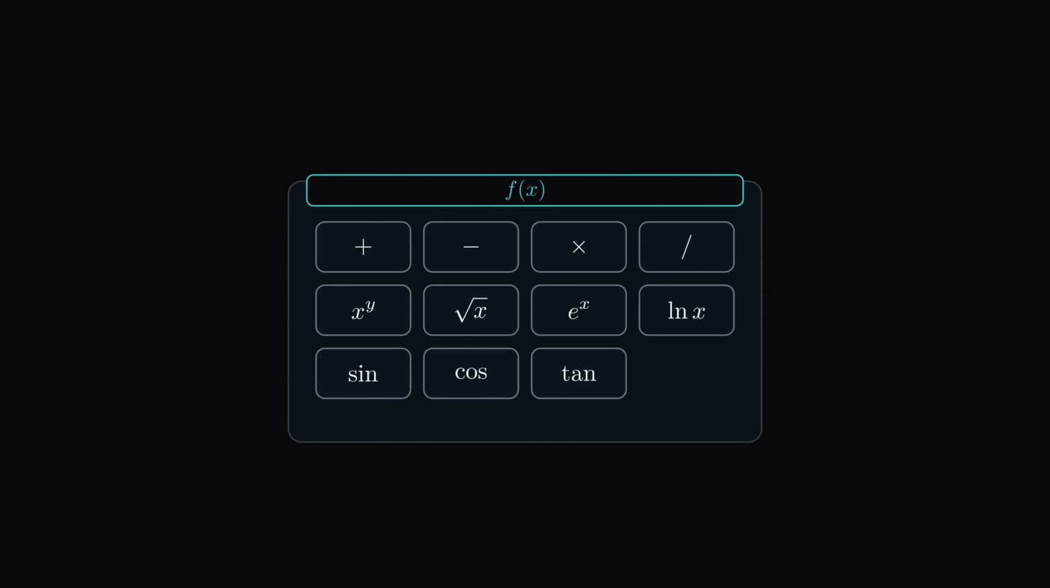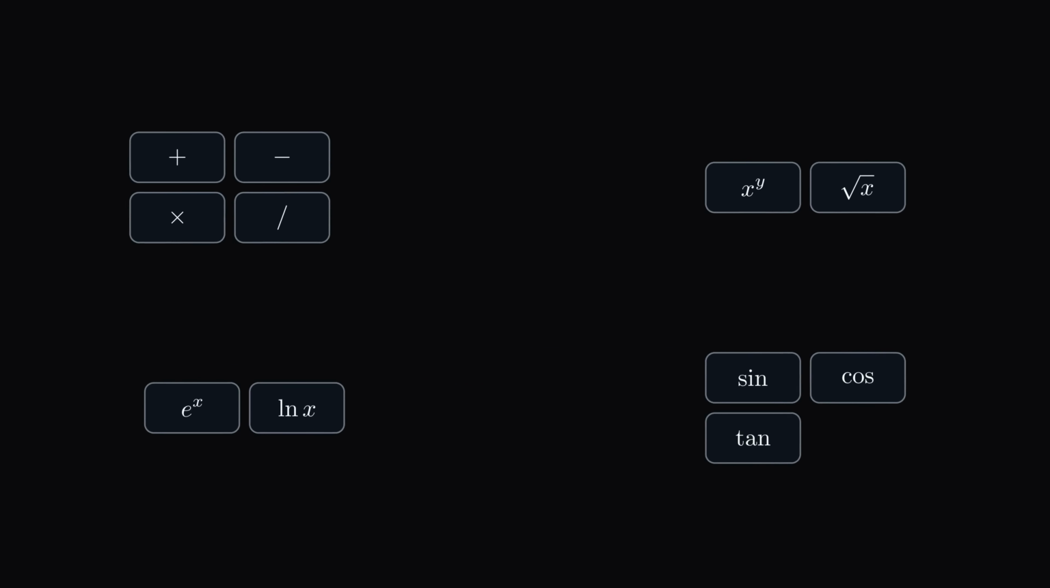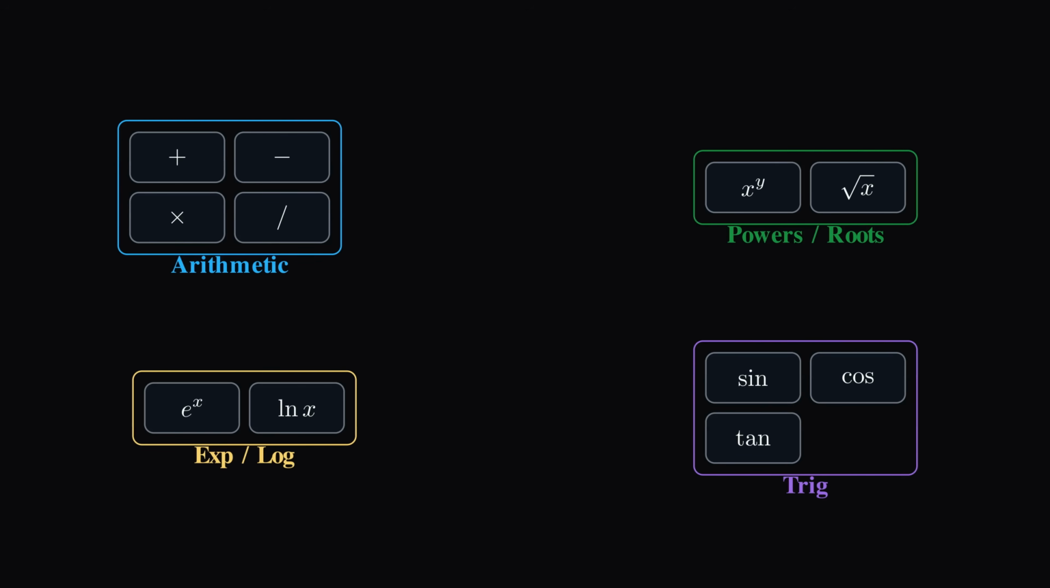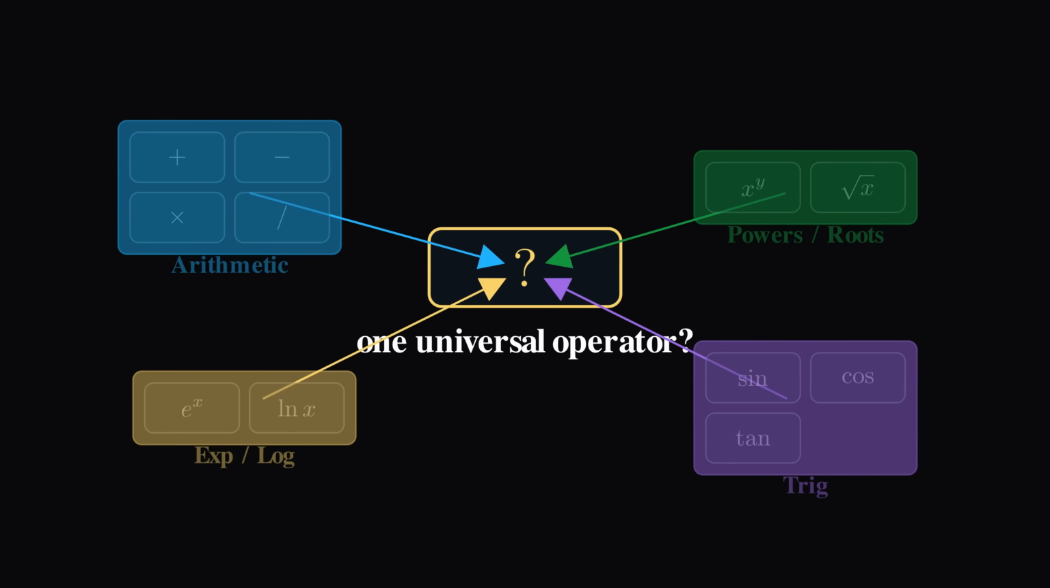A scientific calculator looks much less uniform than digital logic. It has arithmetic, roots and powers, exponentials and logarithms, trigonometry, and a dozen other specialized buttons. Each group feels like a different species of operation. So here is the question: does this continuous world have its own version of NAND?